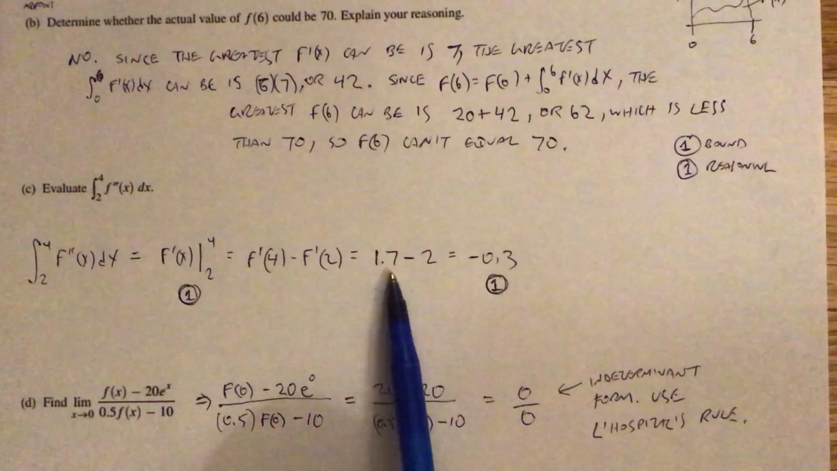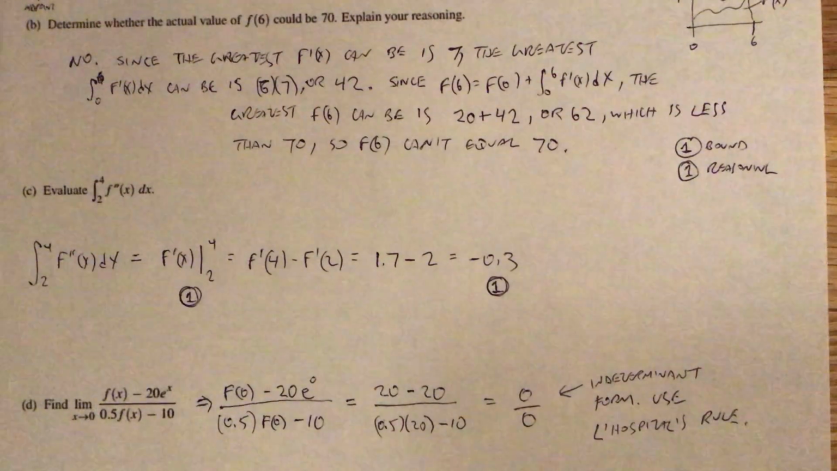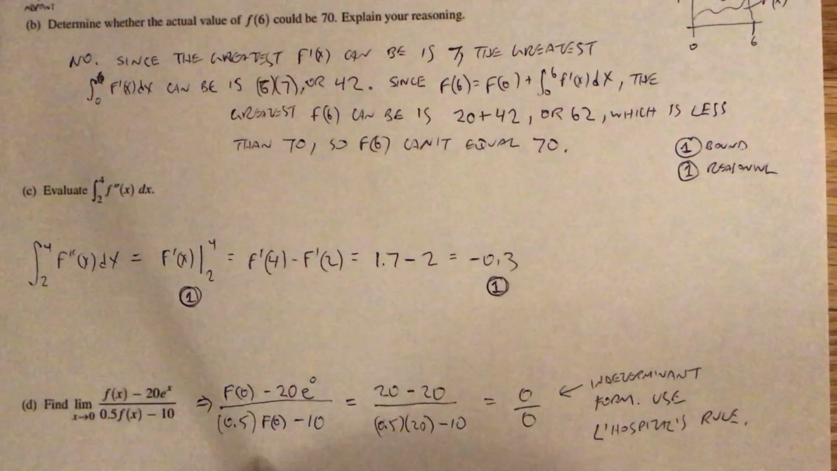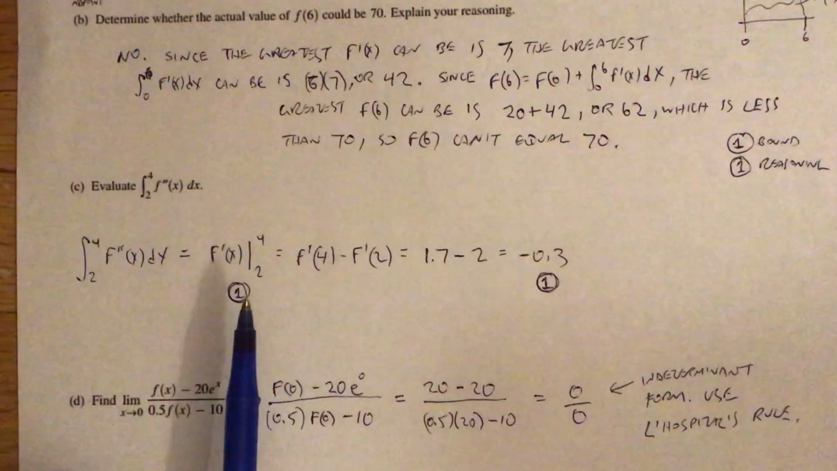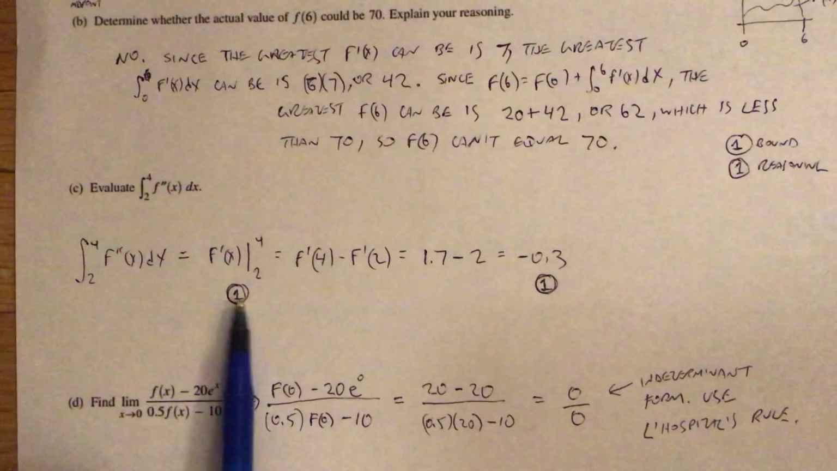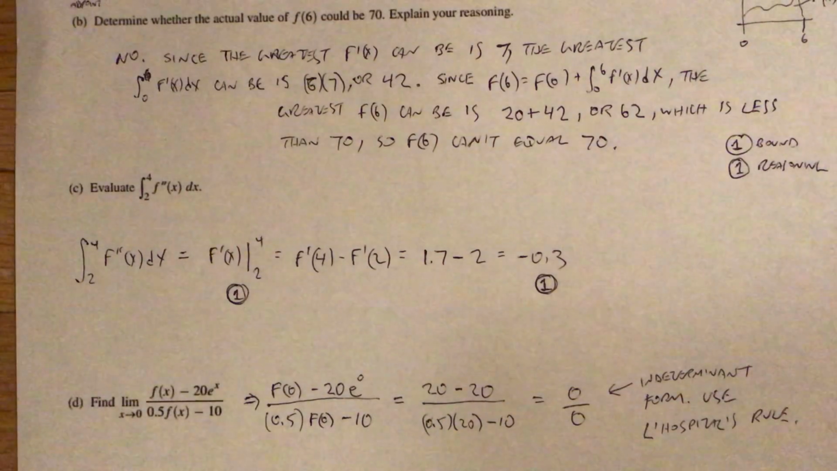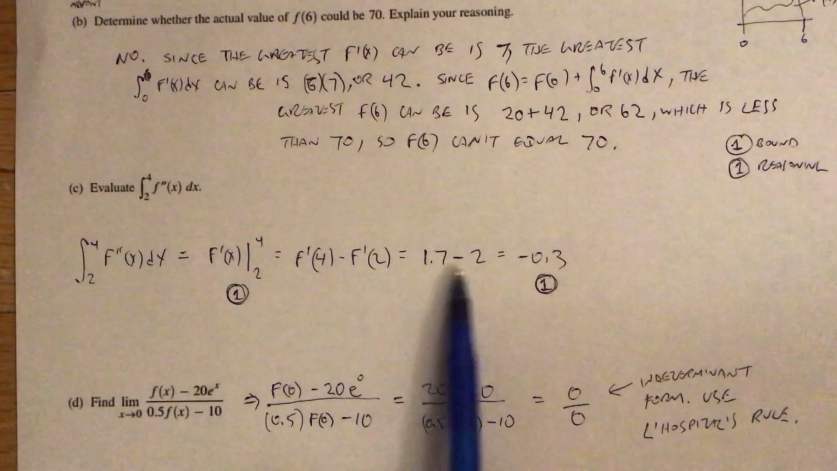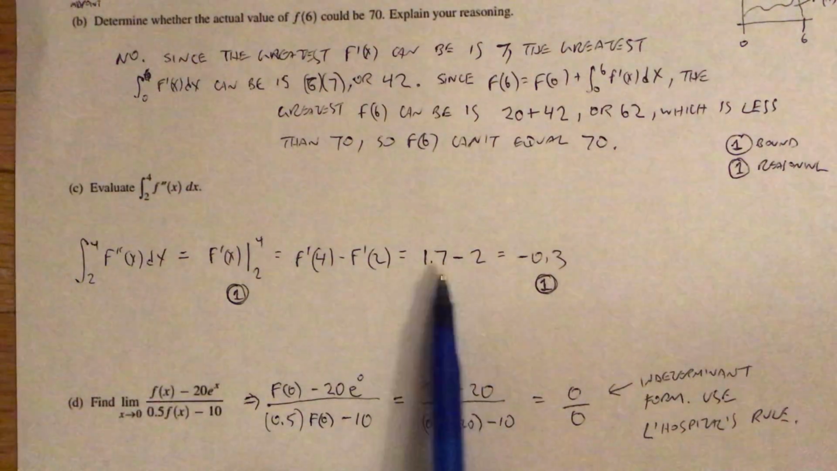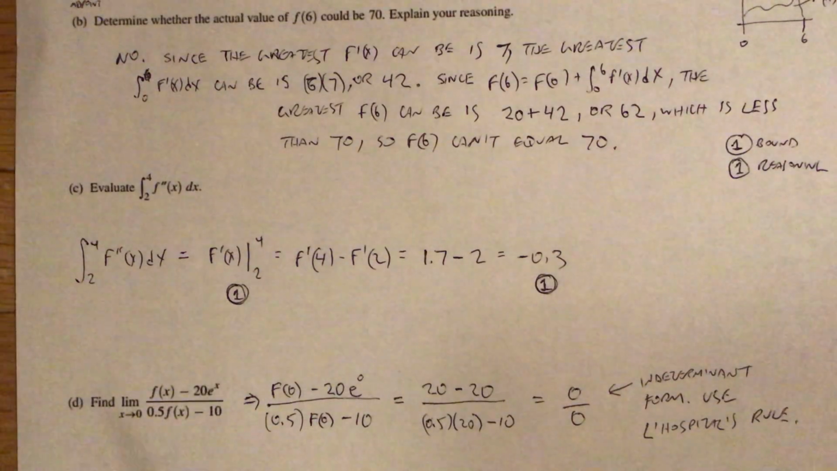I plugged them in, 1.7 minus 2, which gives me negative 0.3. So the points are allotted to the fundamental theorem of calculus, realizing the antiderivative, and then to the value itself. And once again, do the simplification stuff. Once you get numbers, you could leave it. So technically the answer could just be left this way.